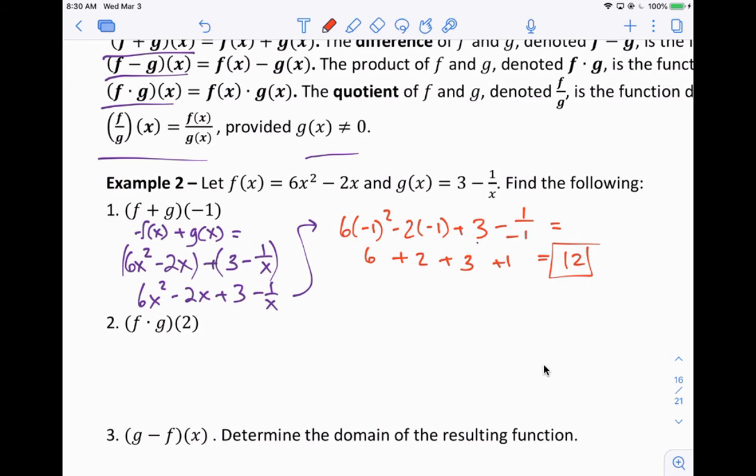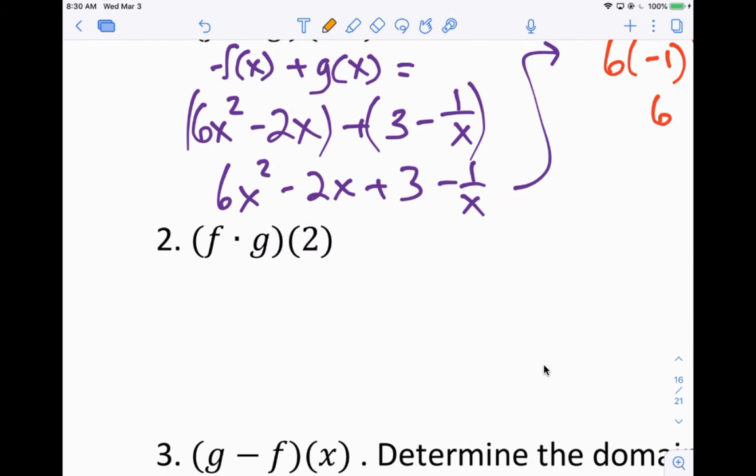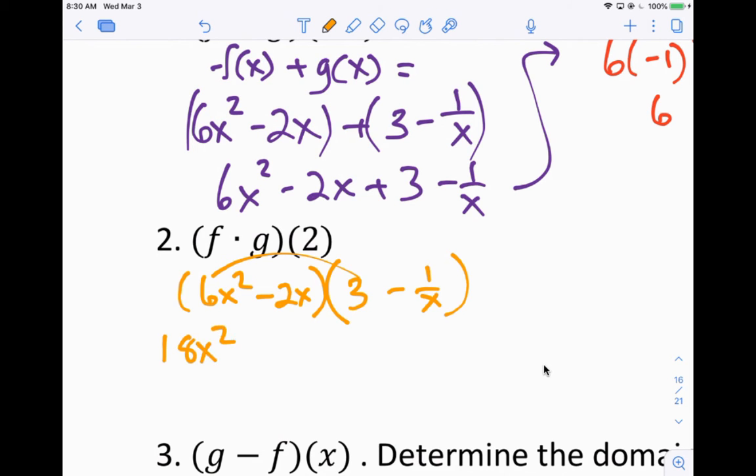Let's do it again, but this time let's do it with multiplication and then plug in 2. So 6x squared minus 2x. Notice the parentheses this time because I want to tell myself, hey, you're multiplying these functions. All right. First round's easy. That's 18x squared, and that's minus 6x. Here, remember, think about this one as a divided by x. So I have 6x squared divide out a negative x. I get minus 6x. See that?